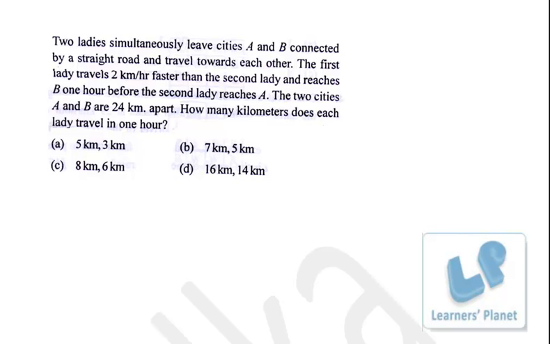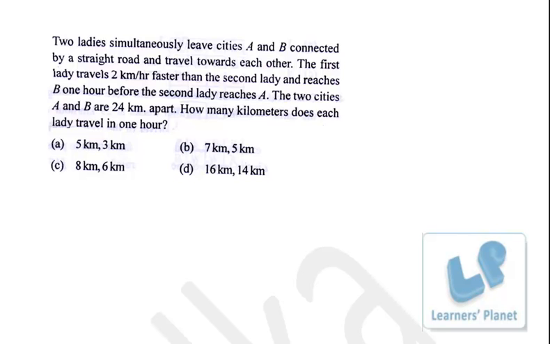Two ladies simultaneously leave cities A and B connected by a straight road and travel towards each other. The first lady travels 2 km per hour faster than the second lady and reaches B 1 hour before the second lady reaches A. The two cities A and B are 24 kilometers apart. How many kilometers does each lady travel in 1 hour?